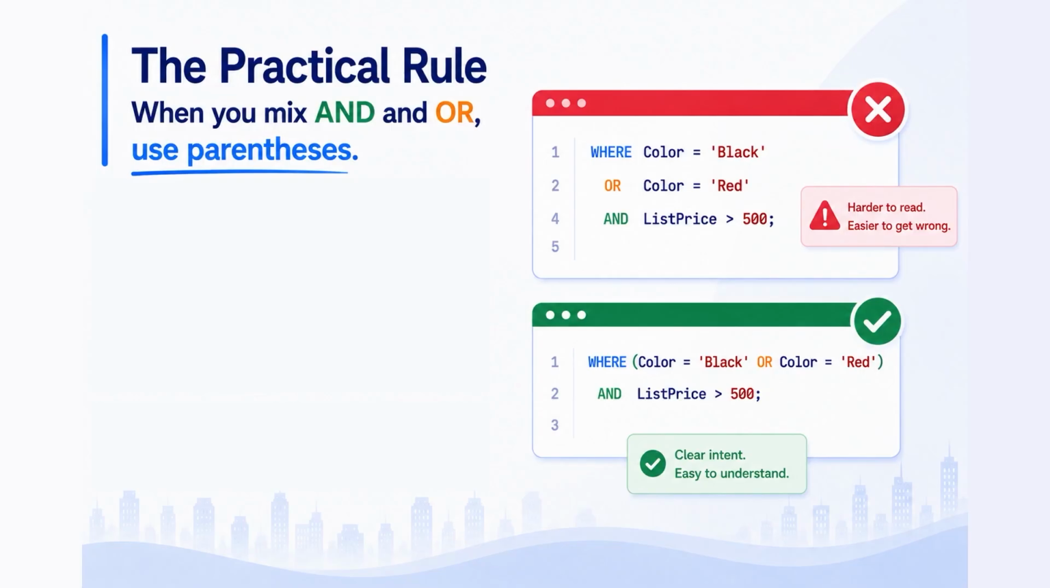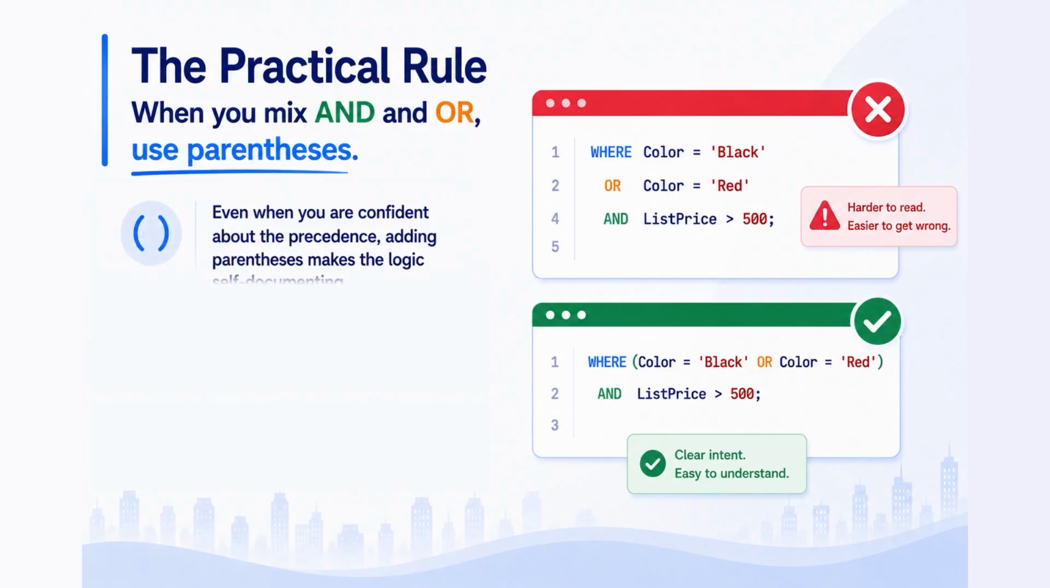So the practical rule: whenever you want to mix AND and OR in the same WHERE clause, use parentheses. Even if you're confident about the precedence, adding parentheses makes the logic self-documenting.